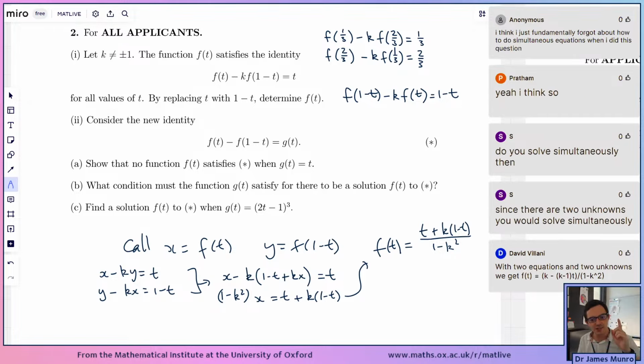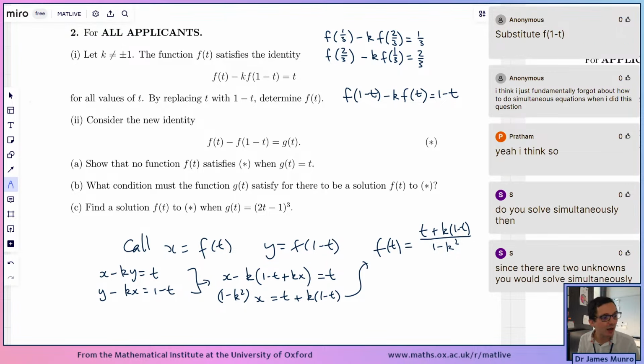Right, so Anonymous says something very honest, which is good. It's one of the reasons I like Anonymous chat. I think you can switch, by the way, between being you and being anonymous. But anyway, they've said something very honest, which is I think I just fundamentally forgot about how to do simultaneous equations when I did this question, which is fair enough, right?